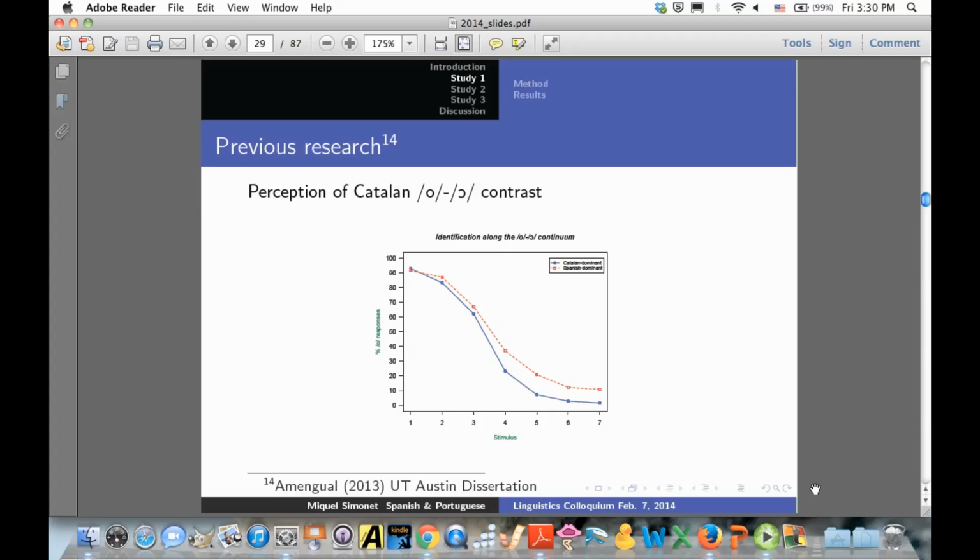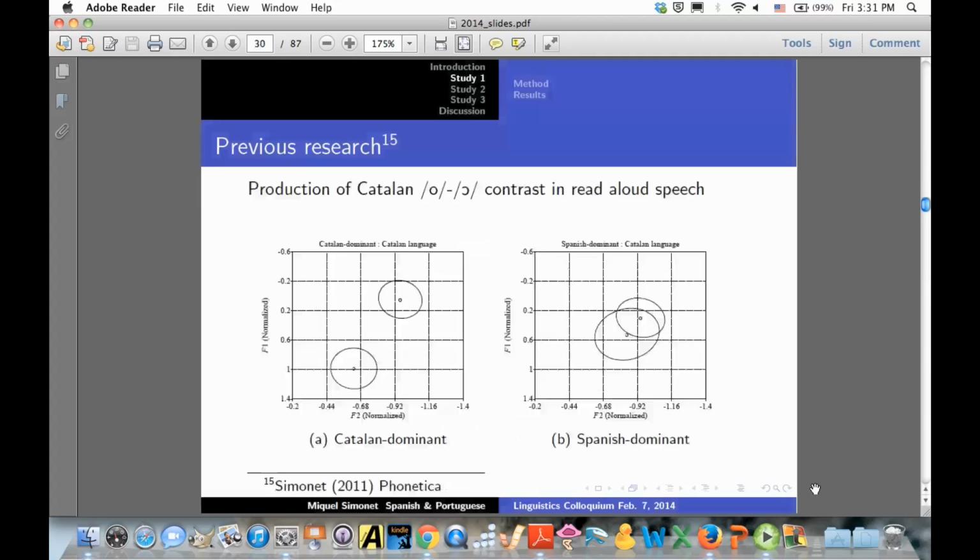There are some differences in the identification of A, but actually what I want to point out here is that the two curves are sigmoidal. This is something like categorical perception. There's not much of a difference. But when you measure production, this is a read speech task. This is the Catalan dominant group, two clouds, the Spanish dominant group, completely merged. So they hear it well, they don't produce it well.